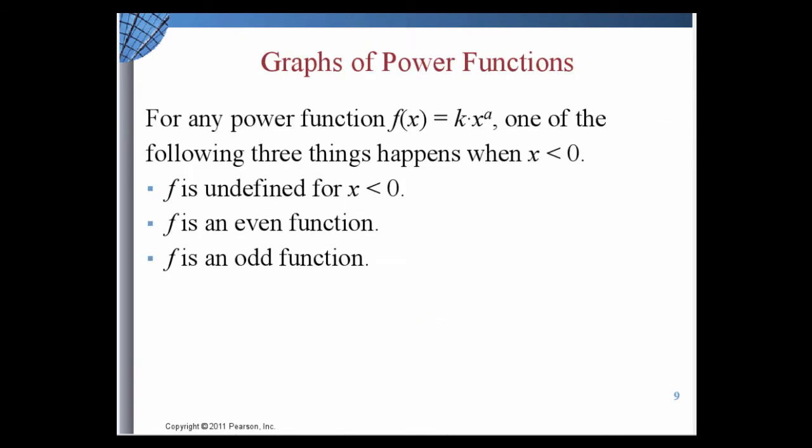So graphs of power functions. For any power function f of x equals k times x to the a, one of the following 3 things happens when x is less than 0. F is undefined for x less than 0, f is an even function, or f is an odd function.